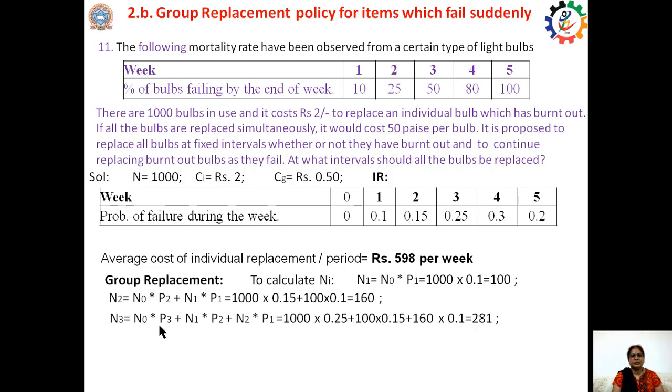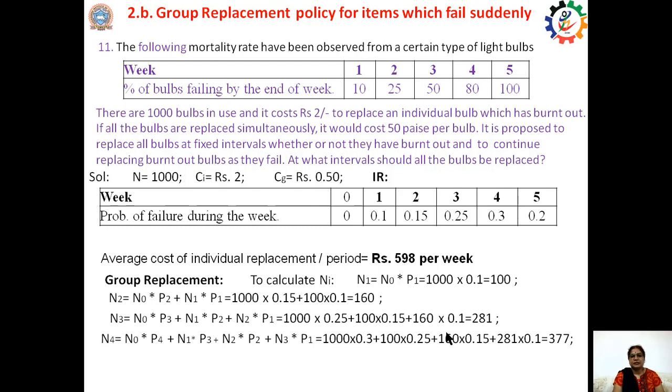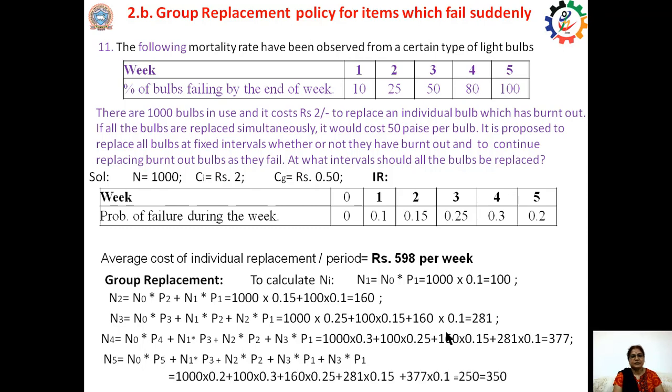Similarly, N3, N naught into P3, P3 is 0.25, N naught is 1000, 1000 into 0.25 plus N1 into P2, N1 you got here 100 into P2, 0.15 plus N2 into P1, 160 into 0.1, 281. Like that you calculate. N4 you get 377, N5 350. How far you have to go, I will tell you in the next slide as and when we come to that point.